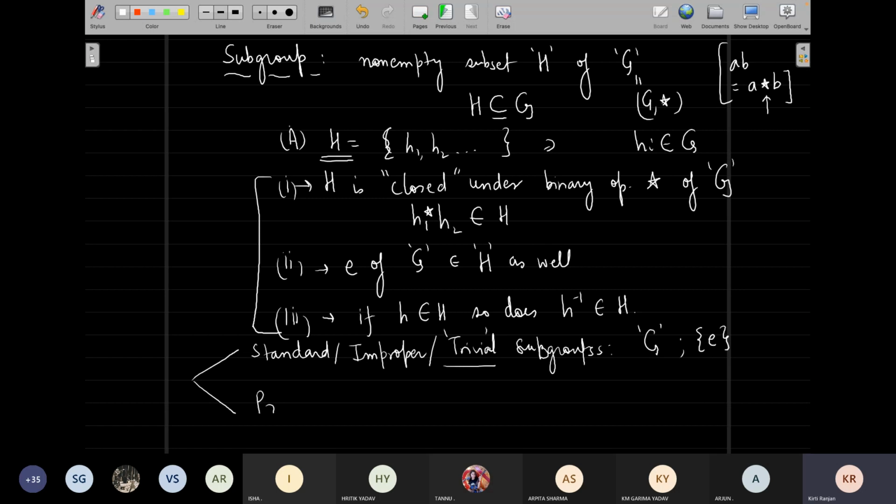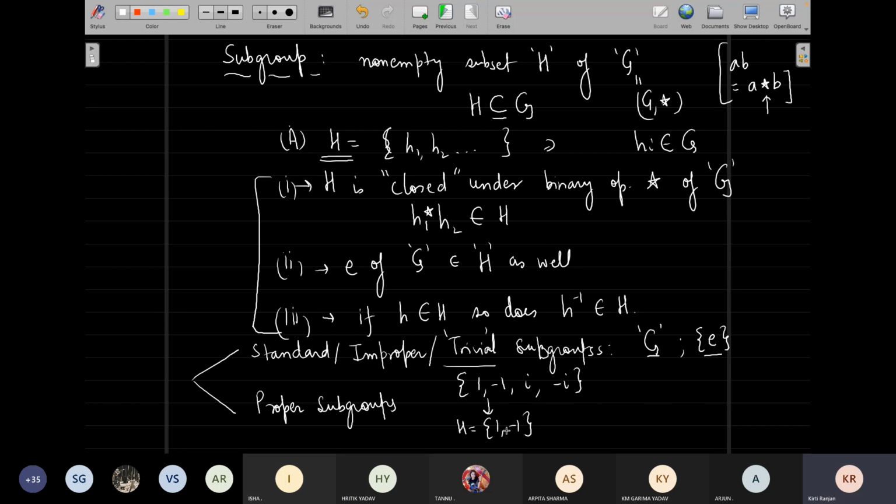So what would be the proper subgroups? Proper subgroups are all those subgroups which are not G and E and which will meet the properties as mentioned above. So for example, let's just think about it. 1, minus 1, I, minus I. Can you think about any subgroup of this guy? Sir, 1, minus 1. Okay, let me just make H equal to 1, minus 1.